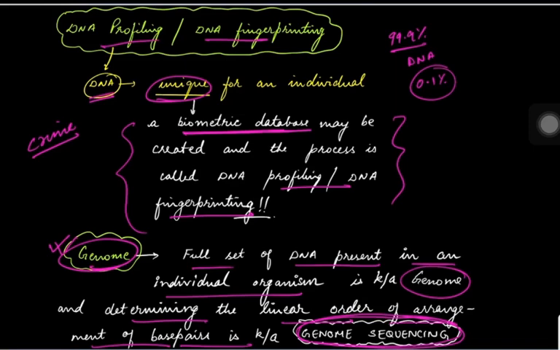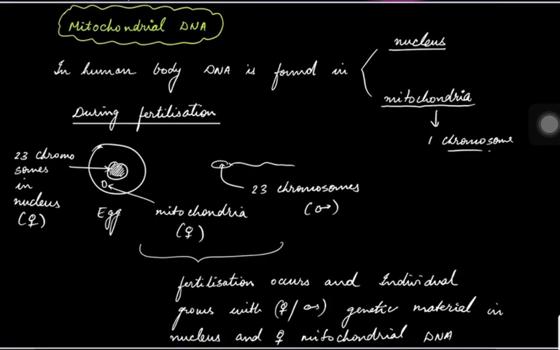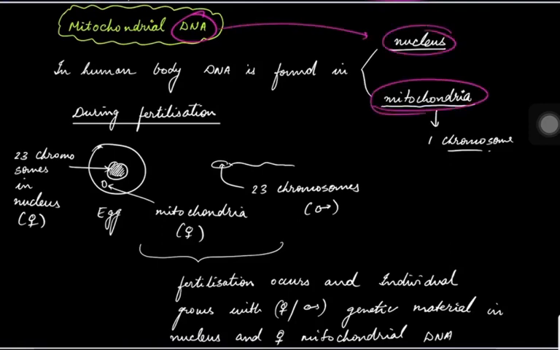This process of identifying the base pair arrangement of a genome is known as genome sequencing, and the genome is nothing but the full set of DNA present in an individual organism. Now we are proceeding further and we'll discuss something known as mitochondrial DNA. Basically, in the human body, DNA is found in two places: one is the nucleus and the second is the mitochondria.